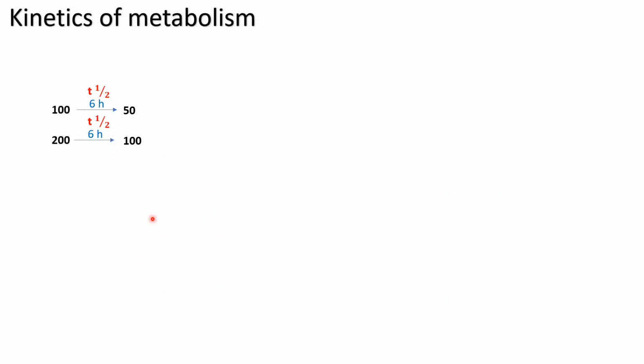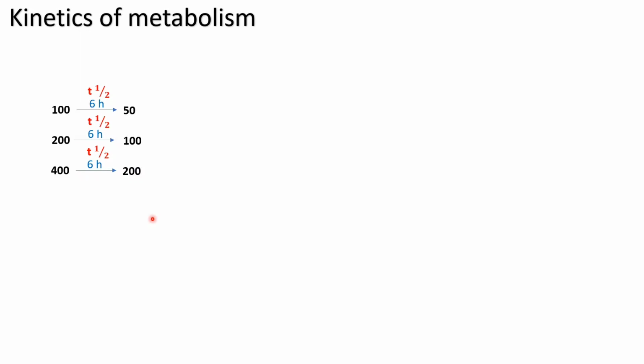So we gave double the dose of 200 milligrams. We gave 400 milligrams of the drug, and we measured the amount of it in plasma after the same 6 hours, and we found it to be 200 milligrams. So again, this 6 hours is the T-half. Alright?